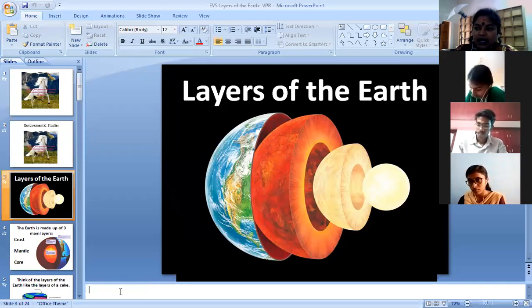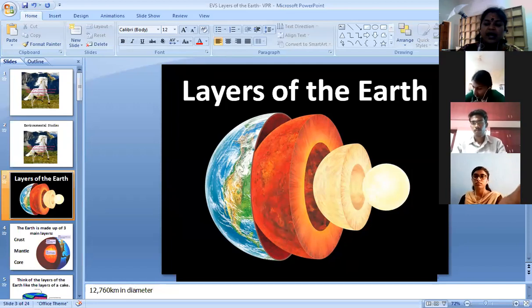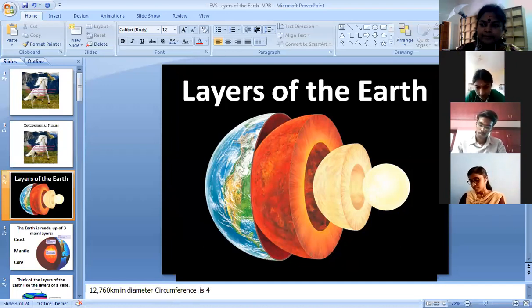It is 12,760 kilometers in diameter. Okay, the earth is the third planet from the sun and it is 12,760 kilometers in diameter. Diameter is the half, okay. Circumference is the distance around the outside. So it is 12,760 kilometers in diameter and its circumference, please write, circumference is 40,070 kilometers.